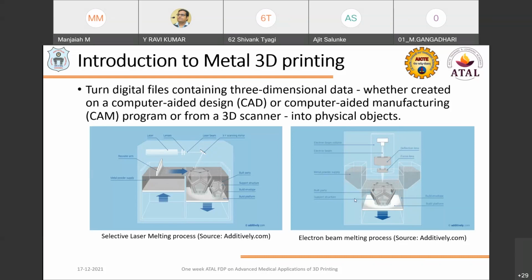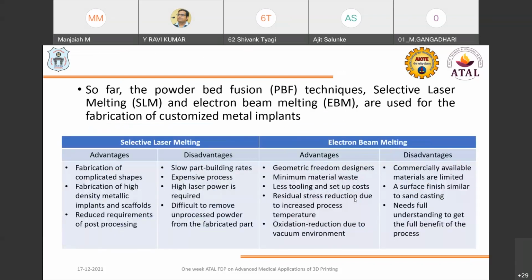Especially among these 7 categories, the selective laser melting process as well as the electron beam melting process are highly beneficial and highly suitable to make parts by metal additive manufacturing. So far, powder bed fusion techniques, selective laser melting and electron beam melting have been used for the fabrication of customized metal implants.